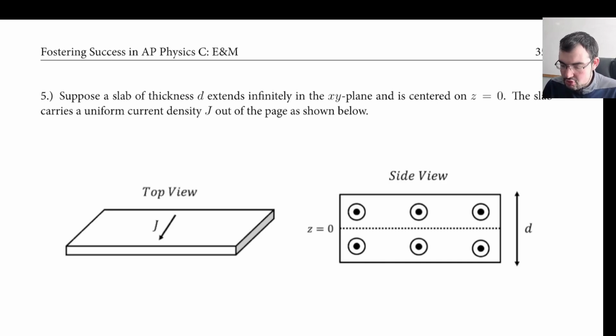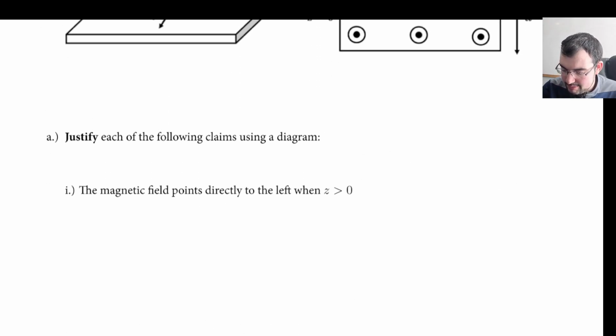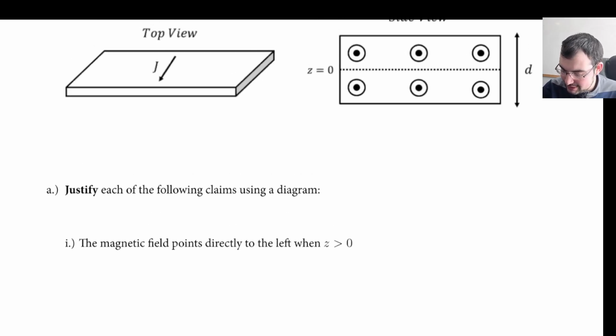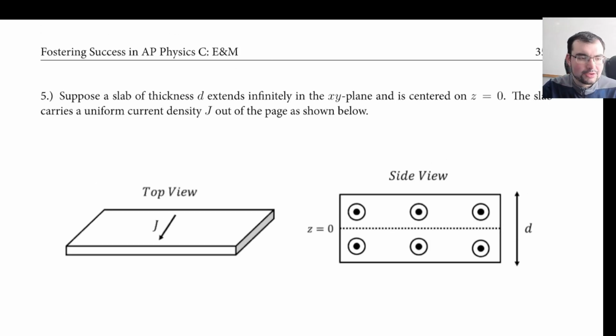So we are given that it has a uniform current density J. It's directed out of the plane of the page, so we see a side view here. It's centered at z equals 0. So if we think about what this is going to look like, our first claim is that the magnetic field is going to point to the left on this distribution when z is positive, and it's going to point to the right when it's negative. So here's one way to see this. This works whether you're outside the slab or inside.